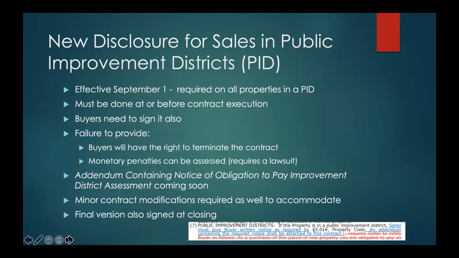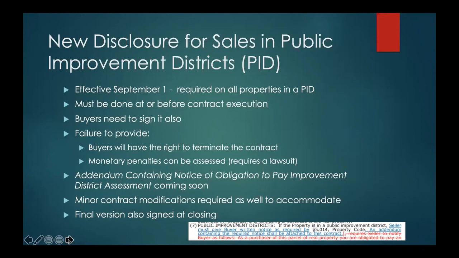So the process is very similar to the MUD notices that you guys are already doing. It's just a separate form. It's new because you're not used to doing this. It also applies to commercial properties and condos, which have always kind of been excluded. So that's new as well. And if the buyer doesn't get it, it's a right for them to terminate the contract. So it's one more out for them.